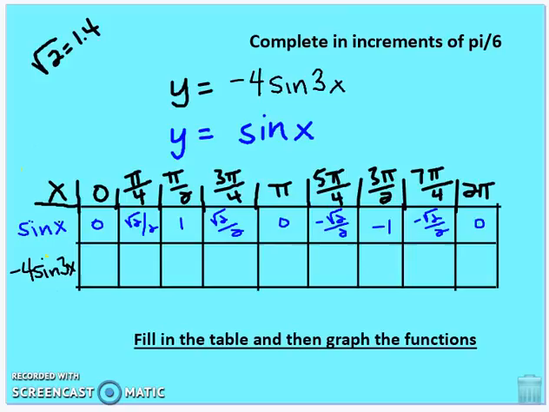All right, last function, y is equal to negative 4 sine 3x. Again, I suggest you do this in increments of pi sixths. I've done it in increments of pi fourths, but it's going to work out better if you do it in increments of pi sixths.